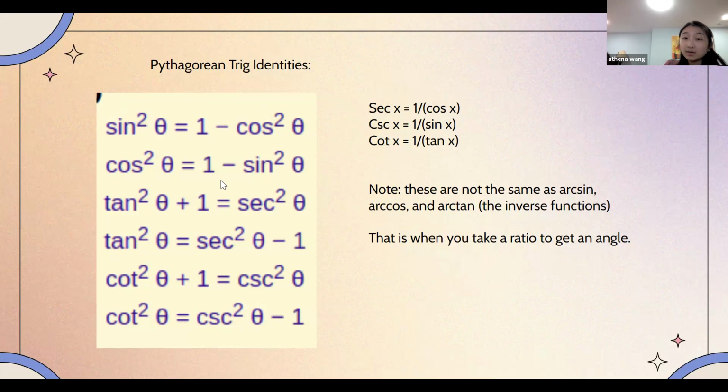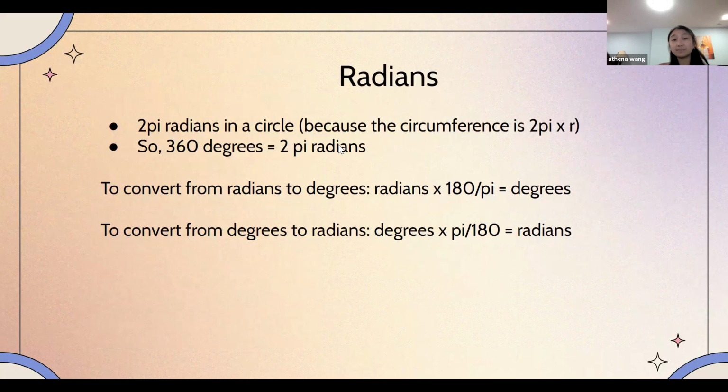Okay, now we look at radians. There are 2 pi radians in a circle, because the circumference is 2 pi times the radius. So there are 2 pi radians. And that means that 360 degrees is equal to 2 pi radians.